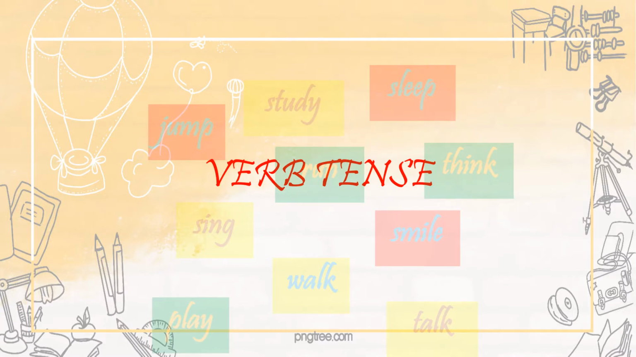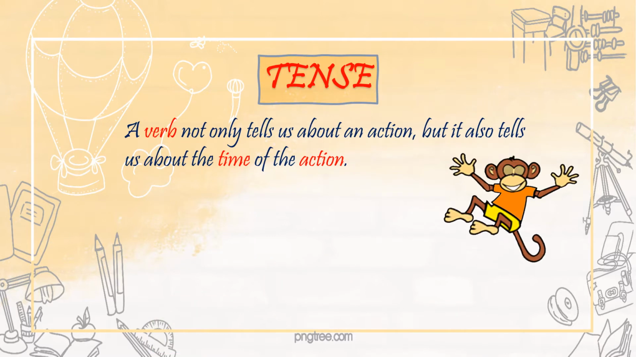In our last English class we have learnt about verbs. Today we will see about verb tense. Let us start and understand that a verb not only tells us about an action but it also tells us about the time of the action. Let us understand it with the examples.